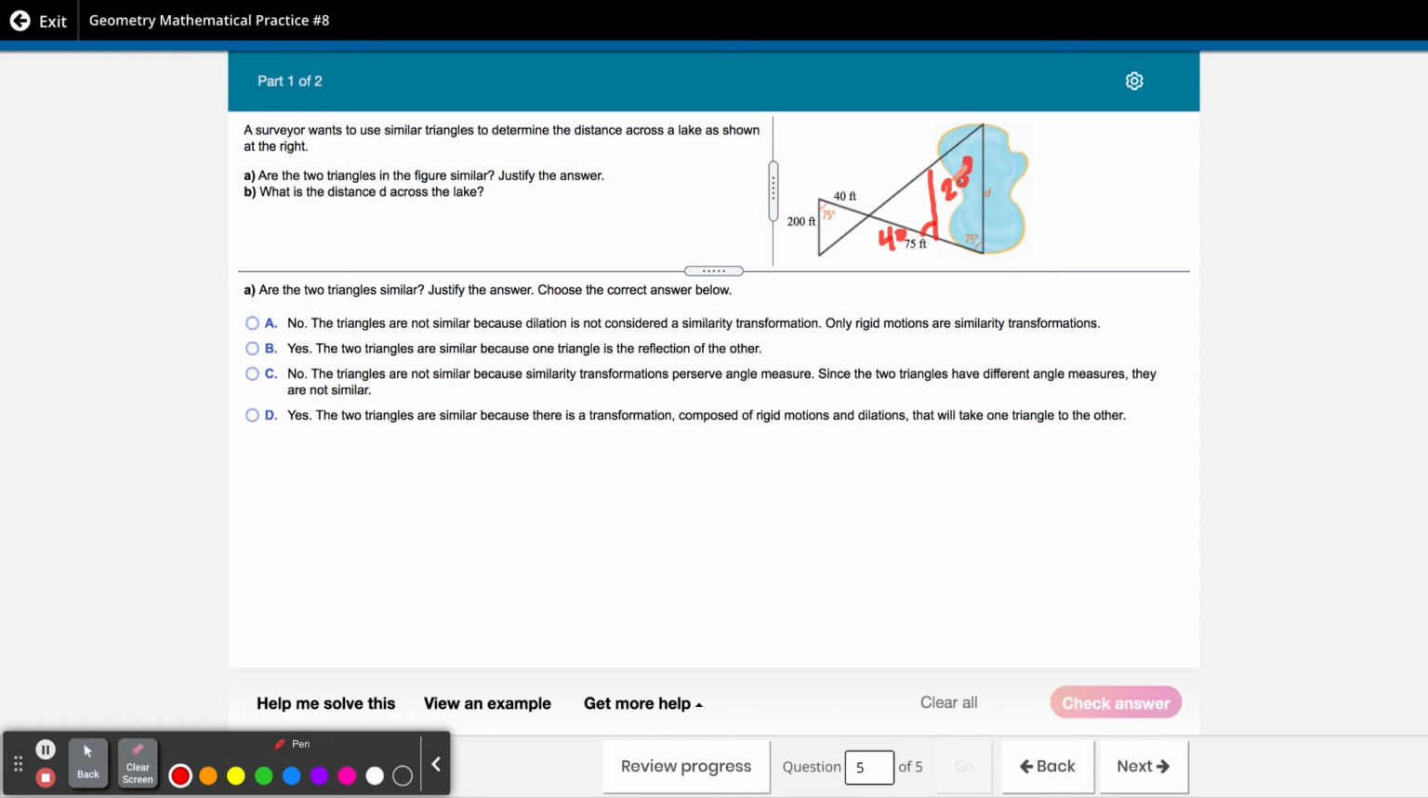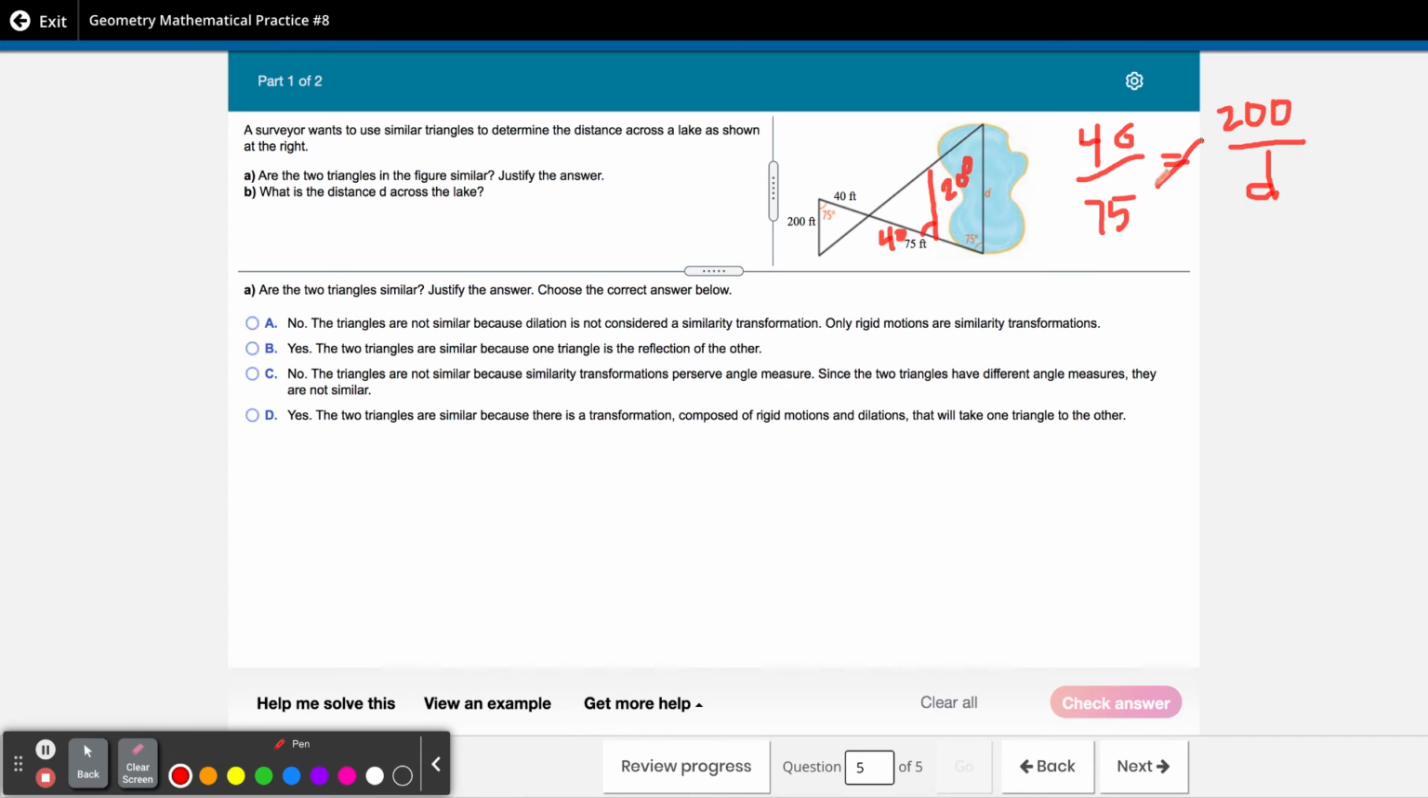When I set up my proportion, it would have to be this over this and this over this. So I would set up 40 divided by 75, and that's equal to 200 over D. Now I want to solve for D. I don't want to reduce this fraction. I don't want to try to guess. I'm just going to do a simple setup.